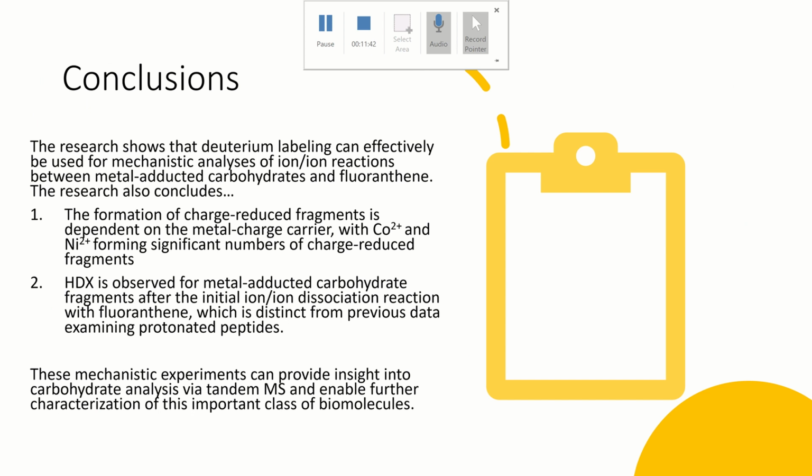Research shows that deuterium labeling can effectively be used for mechanistic analysis of ion-ion reactions between metal-adducted carbohydrates and fluoroethane. Research also concludes that formation of charge-reduced fragments is dependent on the metal carrier, with cobalt and nickel, as I said earlier, forming the significant numbers, and that hydrogen deuterium exchange is observed for metal-adducted carbohydrate fragments after the initial ion dissociation reaction with fluoroethane, which is distinct from previous data examining protein peptides.